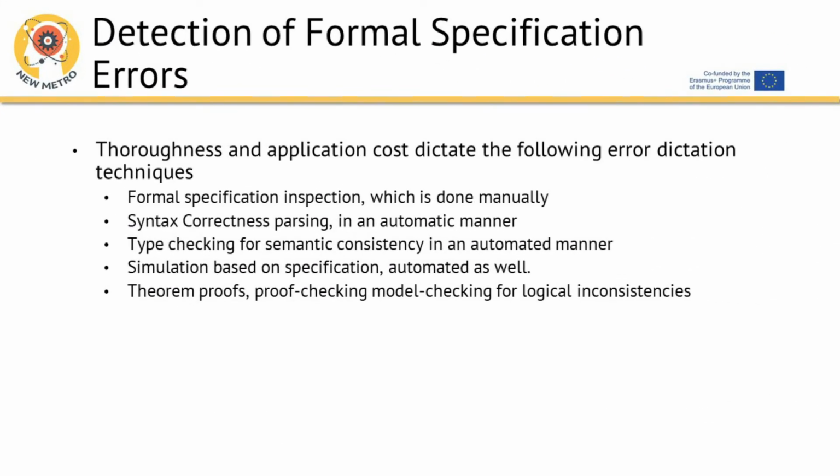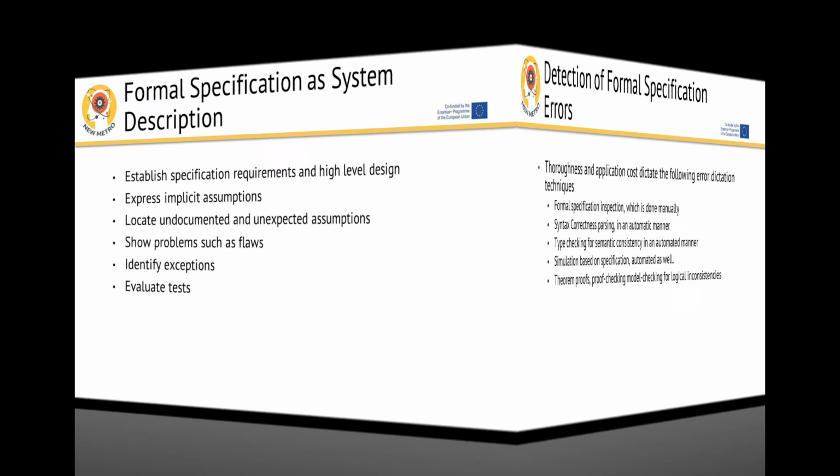Detection of formal specification errors. Thoroughness and application cost dictate the following error detection techniques. Formal specification inspection, which is done manually. Syntax correctness parsing, in an automatic manner. Type checking for semantic consistency in an automated manner. Simulation based on specification, automated as well. Theorem proofs, proof checking, model checking for logical inconsistencies.